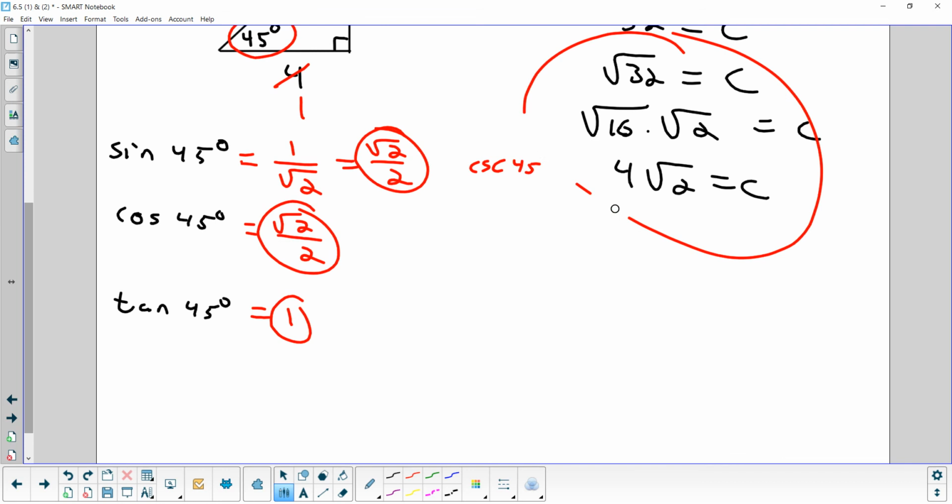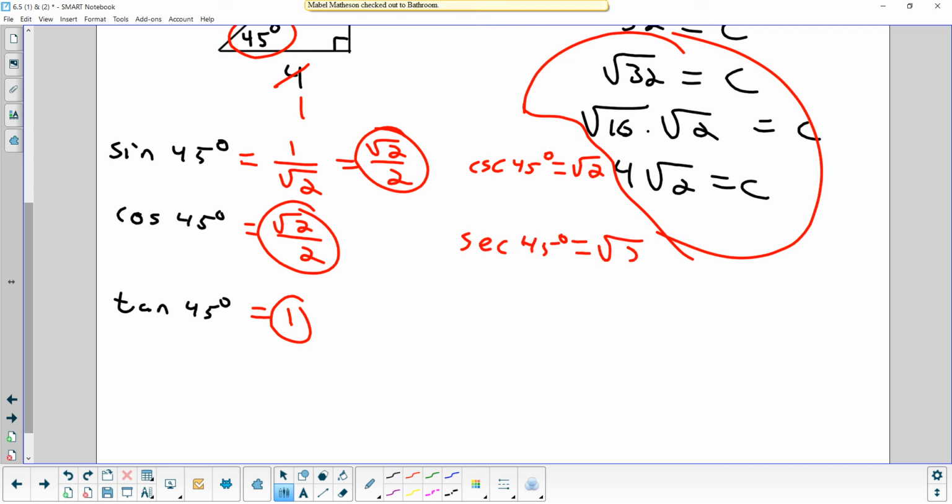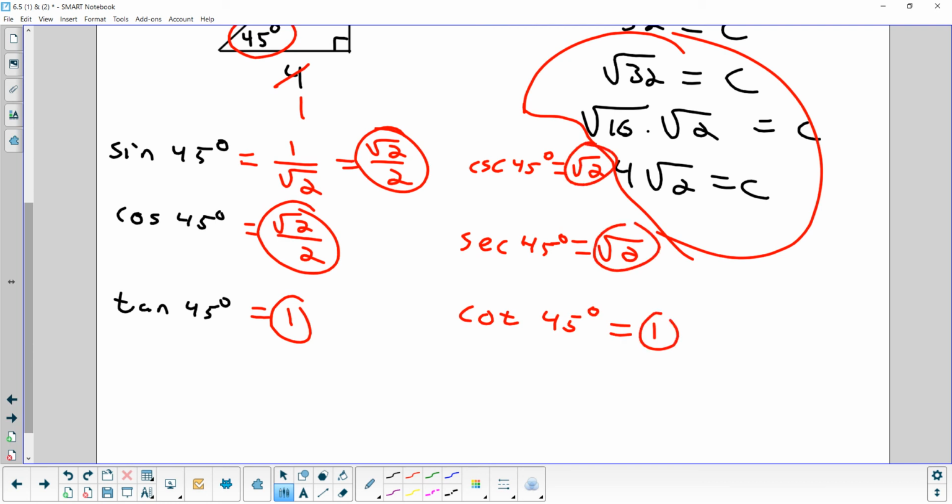Cosecant of 45 degrees. Let's put this up here. Okay, what is the cosecant? Yep, just take what we had and flip it, square root of 2. Because it's isosceles, that means the secant is also square root of 2. And Annalise, what about my cotangent? That'd just be 1. Okay, any questions on those?